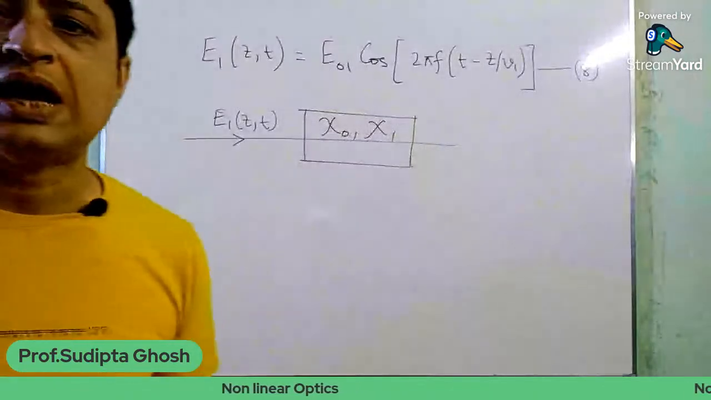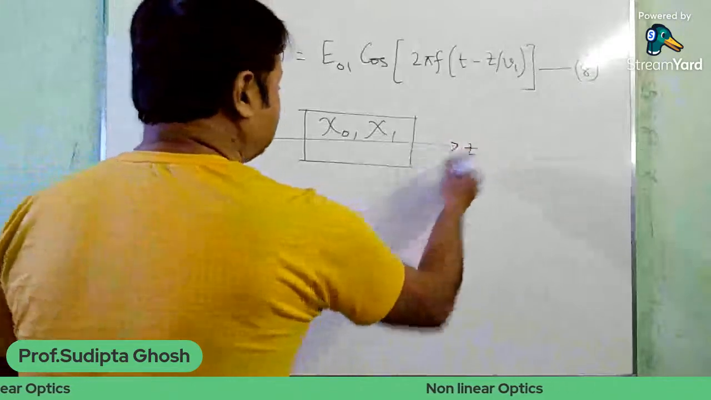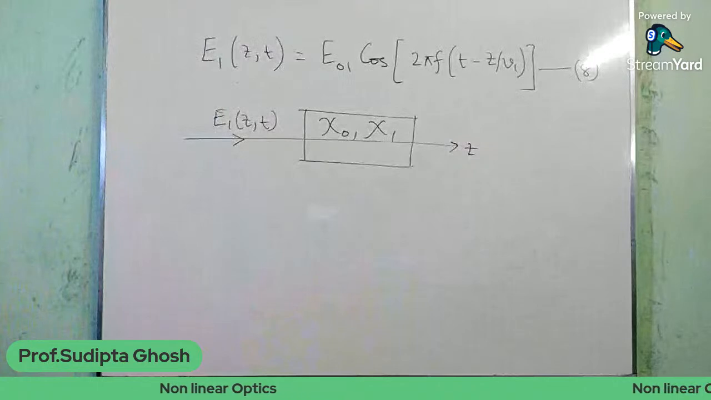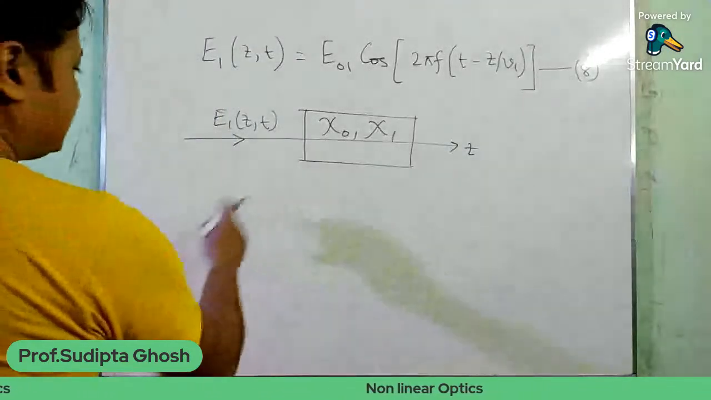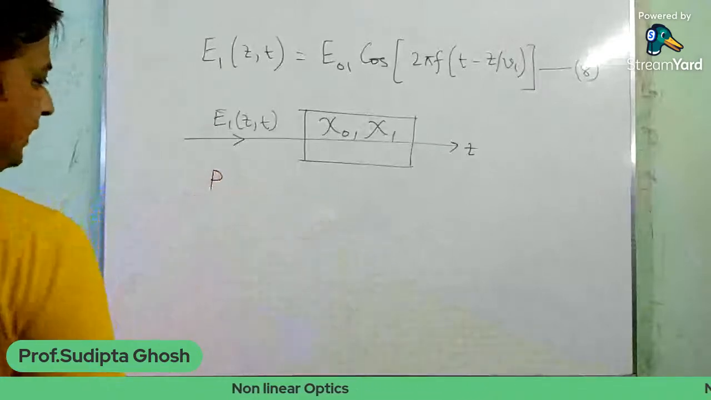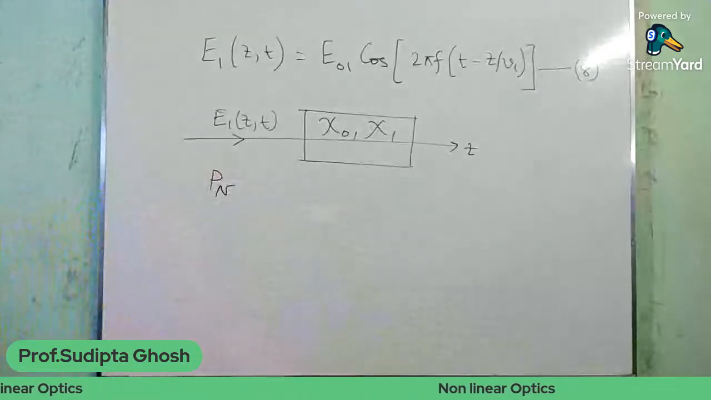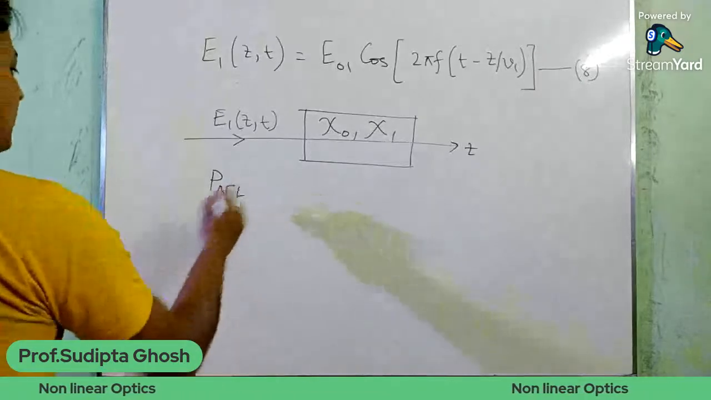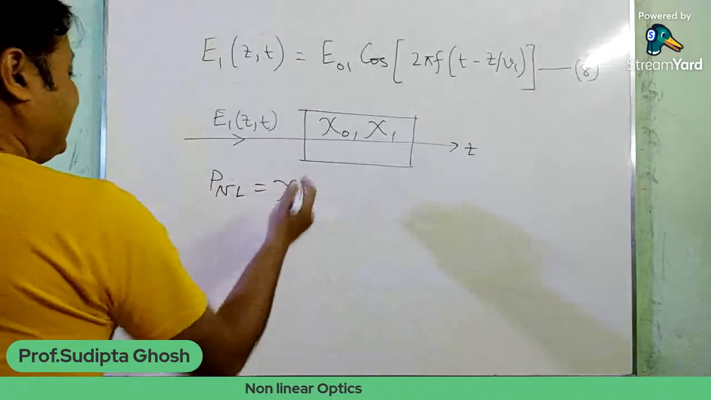So these two are present here, and this is actually the z axis, the z direction. Now substituting the value of E in equation 6, which was our PNL1. We are only considering the first order non-linearity, so there is no point in mentioning NL1, NL2. So this is nothing but only PNL, and PNL was chi1 and then E square.